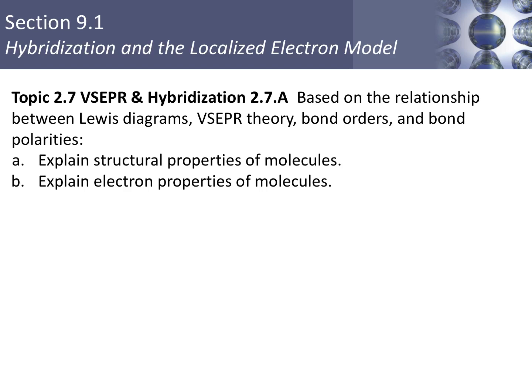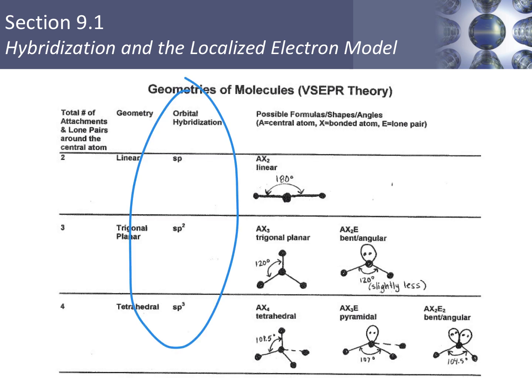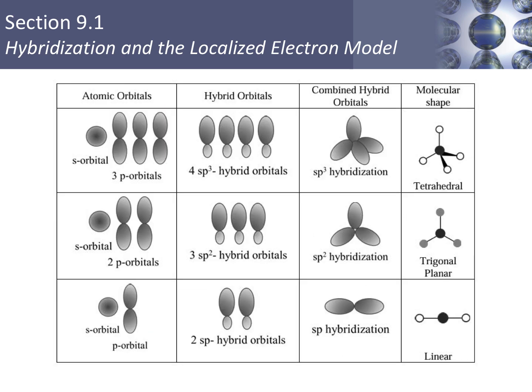In this video, we'll discuss Section 1 of Chapter 9, Orbital Hybridization. We will be discussing what sp, sp2, and sp3 mean in terms of orbital hybridization. When atomic orbitals combine together, we get hybrid orbitals.